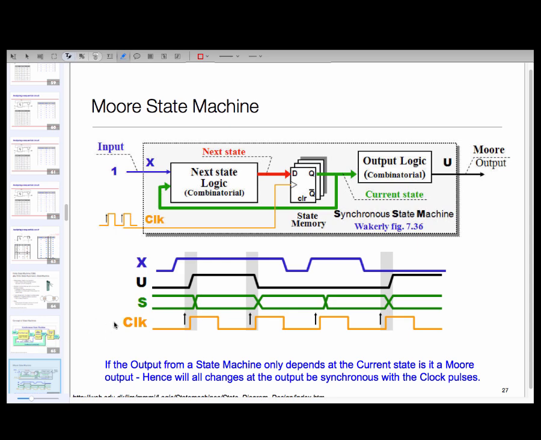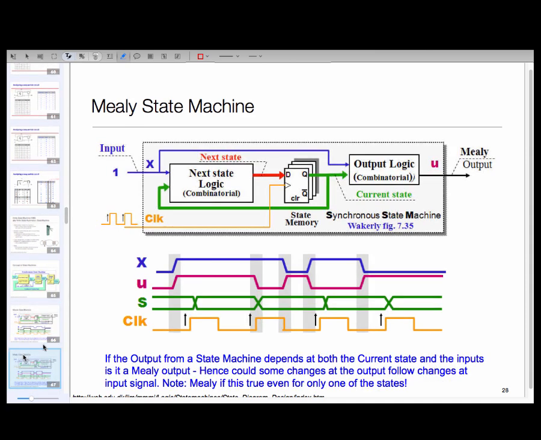So if the output from a state machine depends only on the current state, it is called Moore. Anyone knows who Moore was? Okay, you should go and check. These are all named after some famous people.